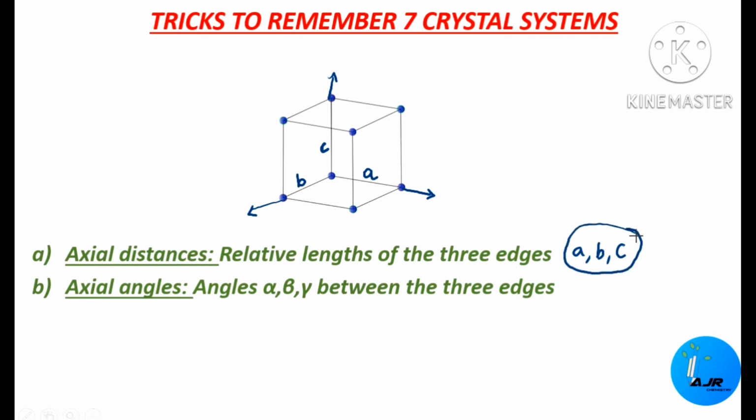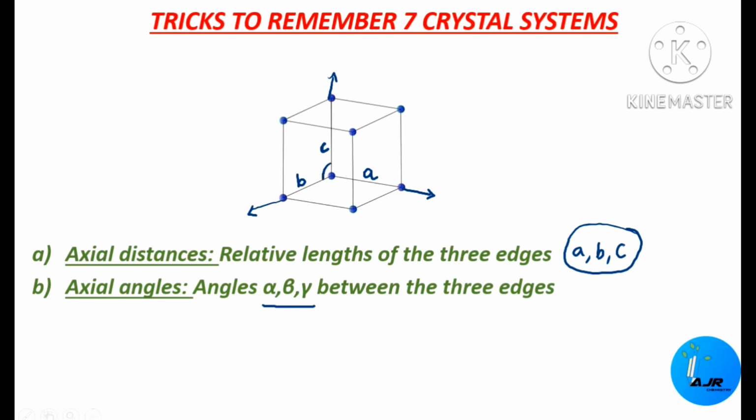Okay, first 3 parameters. And the next 3 are the axial angles, that is alpha, beta, and gamma. So these are the angles between the 3 edges A, B, C. See, in different books, the parameters will be given differently, but it is very specific that this alpha is the angle between B and C. Okay, it is the angle between B and C.